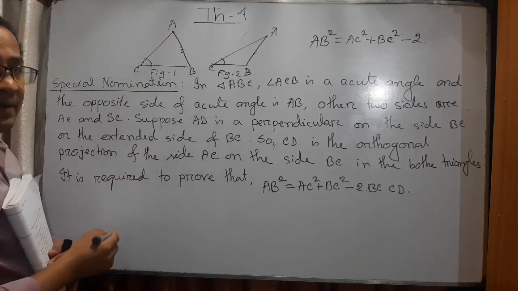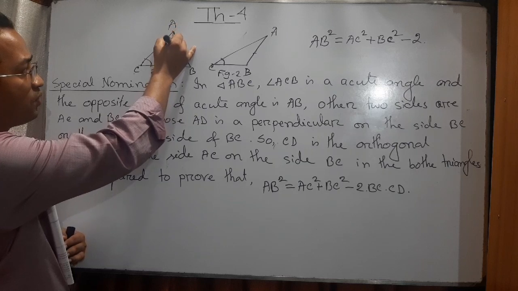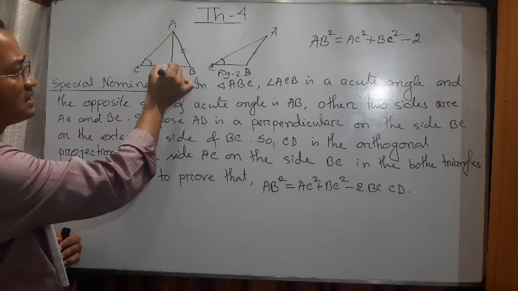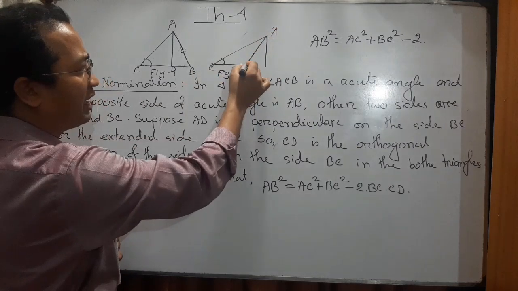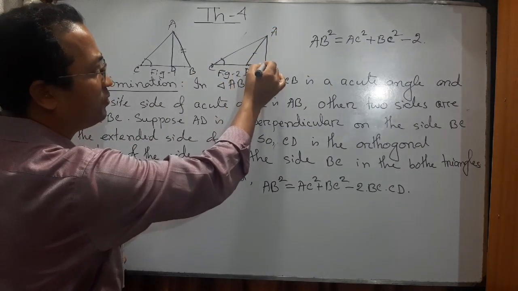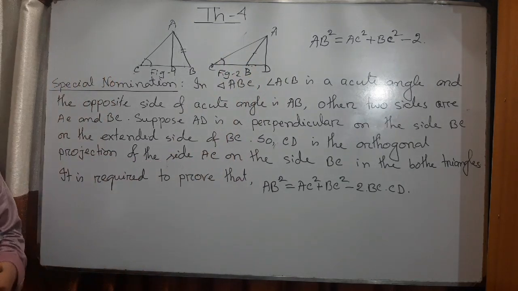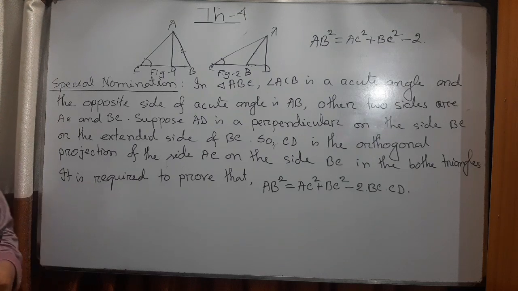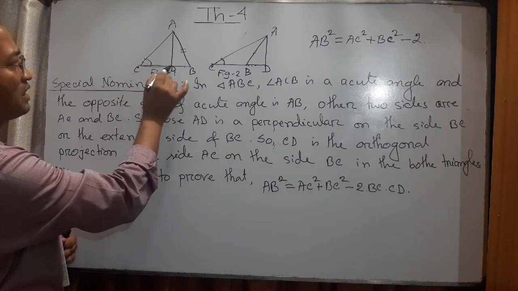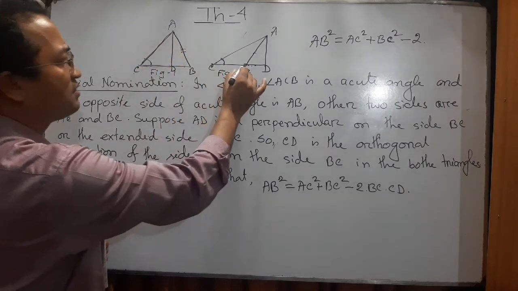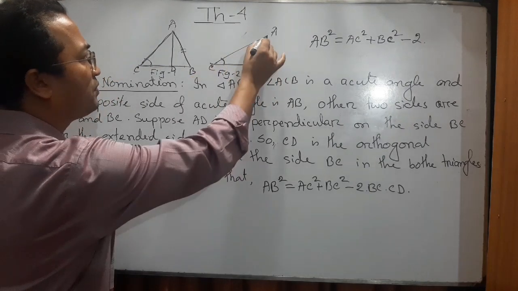Now we will draw a perpendicular from A to BC. Say this is AD. Here also we draw a perpendicular on the extended side of BC. This is D. So what will be the orthogonal projection of AC? Look, this CD will be the orthogonal projection of AC.